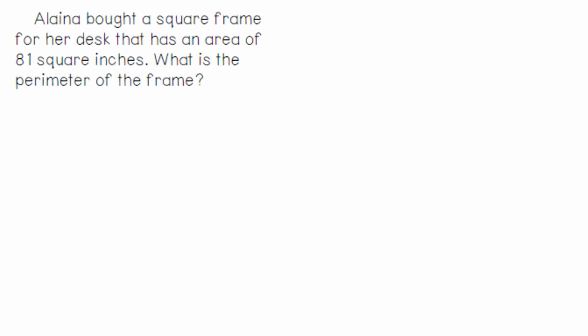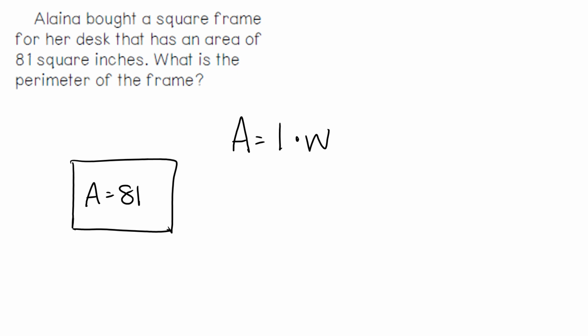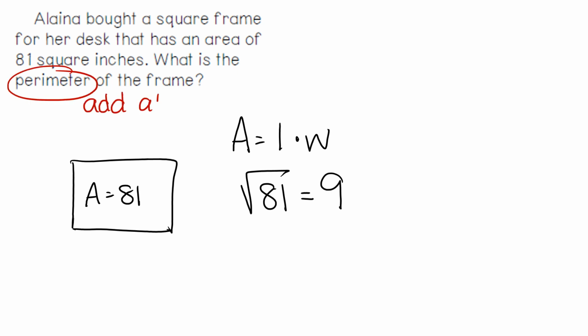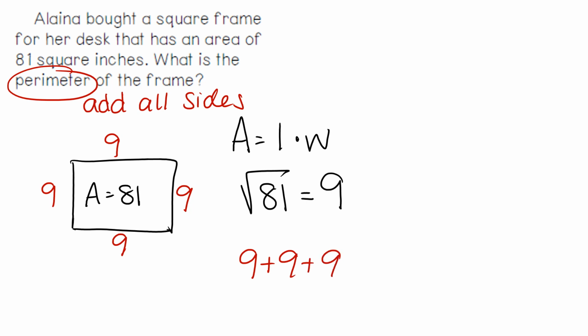Alaina bought a square frame for her desk that has an area of 81 square inches. What is the perimeter of the frame? So here's our frame. The area is 81. Again, area is found by length times width. So we work backwards using our square root to figure out what we multiply by. The square root of 81 is 9. 9 times 9. Again, this problem's asking for the perimeter where we add all sides. And in this example, all of our sides are 9. So we add them all up. 9 plus 9 plus 9 plus 9 is going to give us 36 inches.